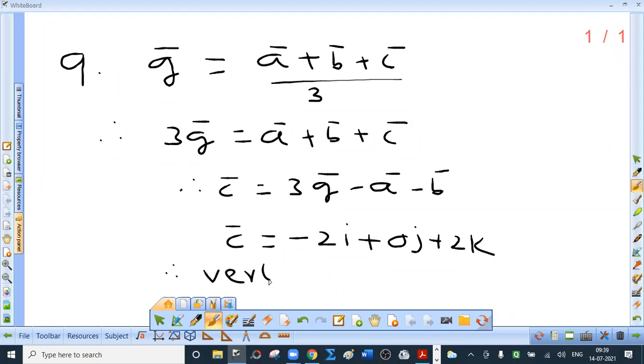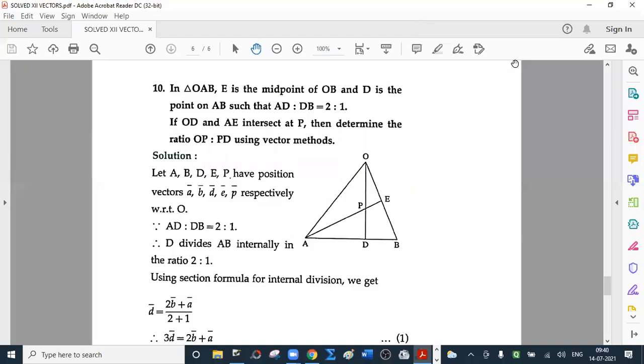So this is C bar. So from this, vertex C is what? What are the coordinates? Don't write minus 2, 2. X coordinate is minus 2, y coordinate equal to 0 and z coordinate is 2. So C is what? Minus 2, 0, 2. Listen to me, but please do write the solution after the lecture.